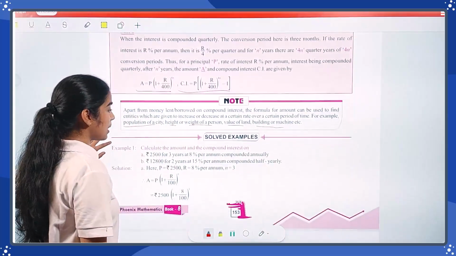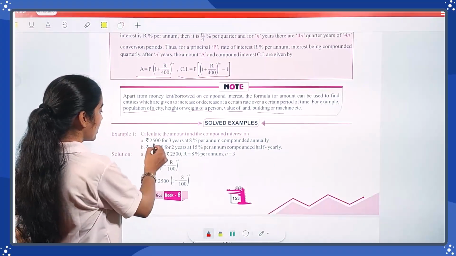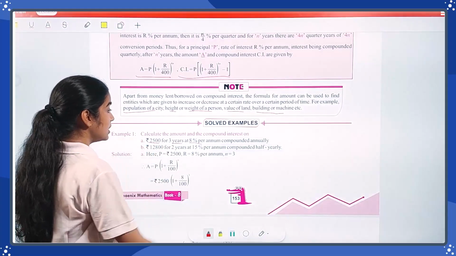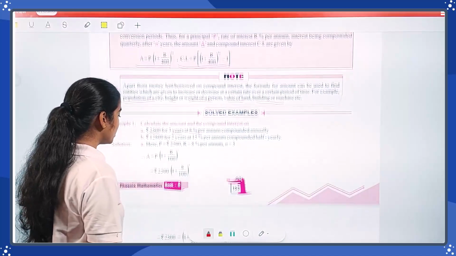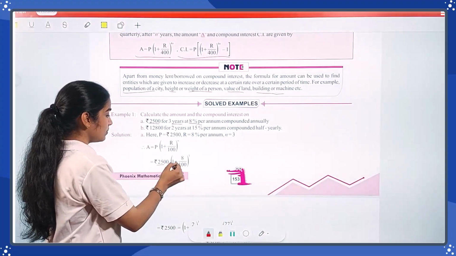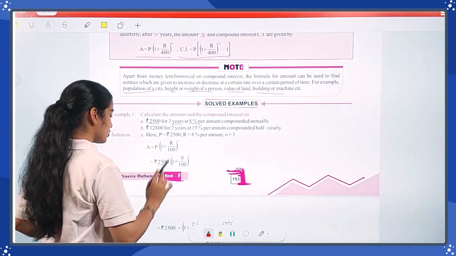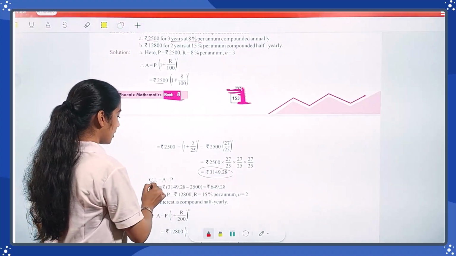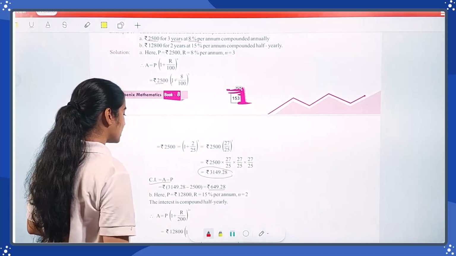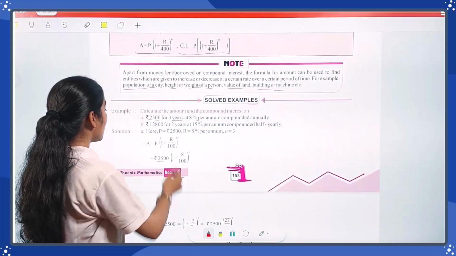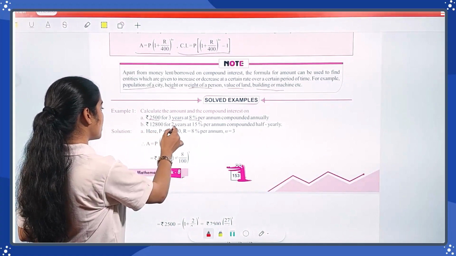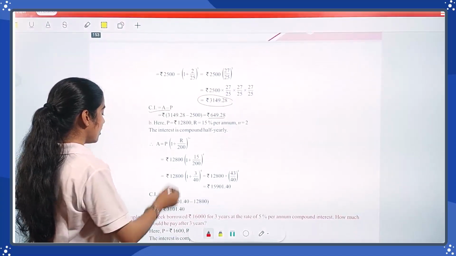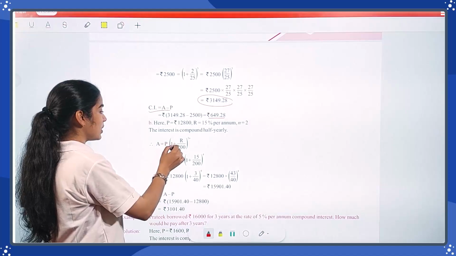Now calculate the amount and the compound interest on 2500 for 3 years at 8% per annum compounded annually. So compounded annually, P we have, 1 plus R we have 8 by 100. We just have to solve this question, and here is our answer. And compound interest is 649.28.